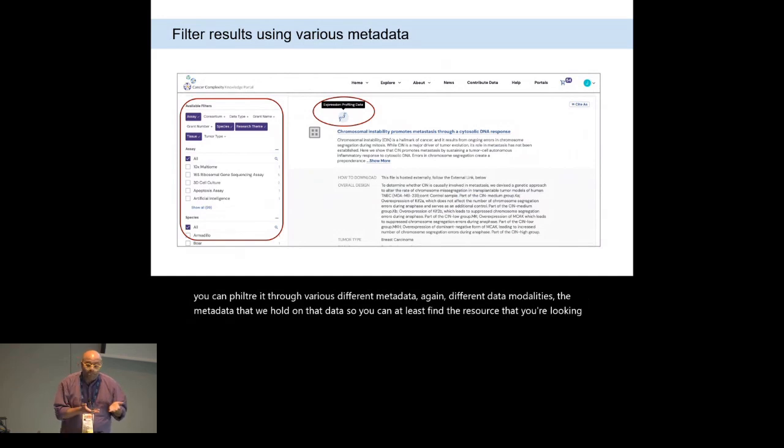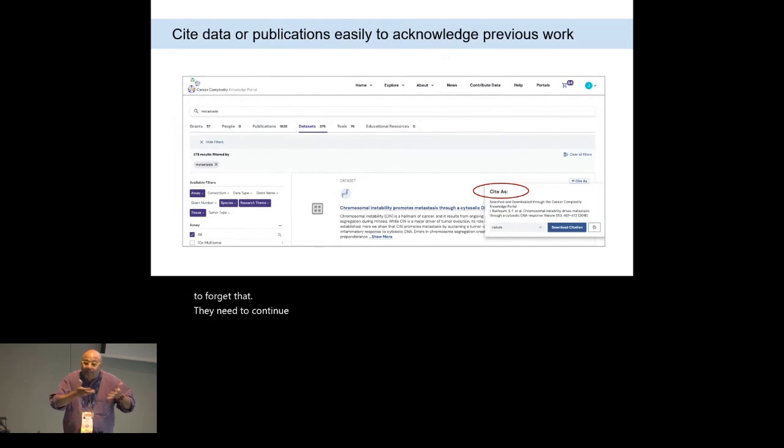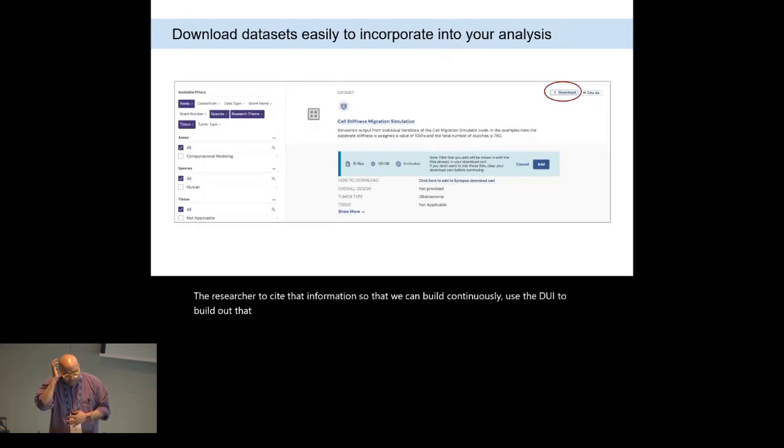Again, how you cite information. This is particularly challenging, especially for data resources that have been long-standing, that have been around for a very long time. People tend to forget that they need to continue to cite that so that that resource can be maintained. So encouraging the researcher to cite that information so that we can continuously use the DOI to build out that knowledge graph as well.